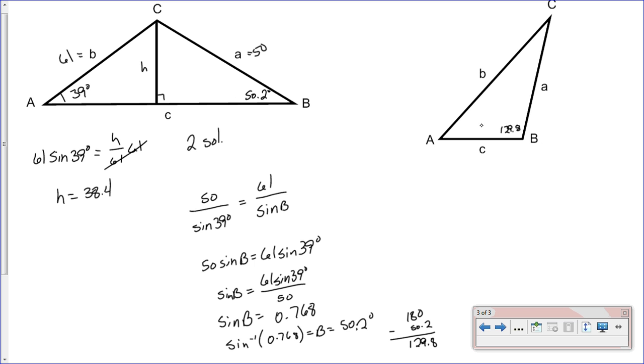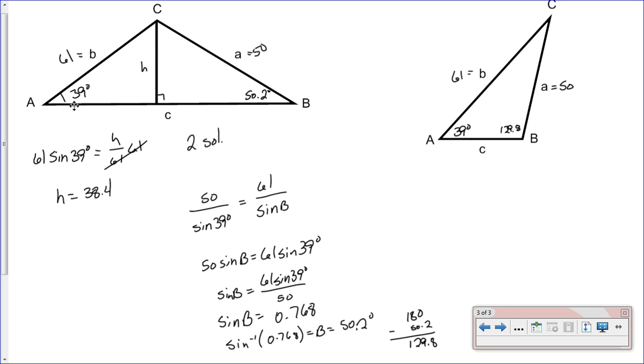All right, because these two angles are supplementary. This angle B here and this angle B here, they're supplementary. So since this one's 50.2, this one has to be 129.8. And of course, we know this is 39 degrees. And we know this B here is 61, and this A here is 50. We don't have to worry about finding the height of this triangle because we know it's the same as this one. But before we move on to get any more information on this triangle, let's finish this one. Let's find angle C and side C.